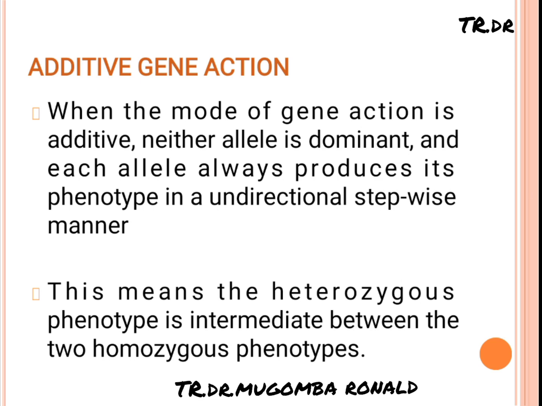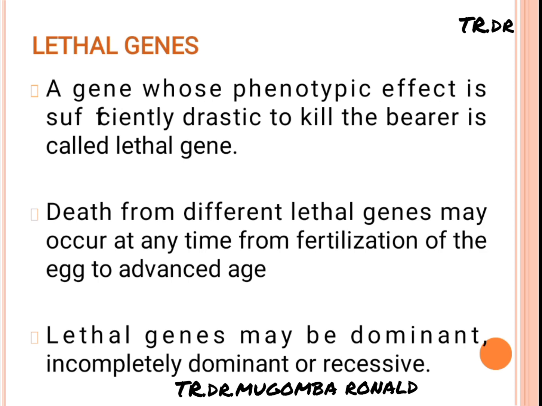We can go ahead and look at more. Let's look at lethal genes. We call them lethal genes simply because they are genes whose phenotypic effect is sufficiently drastic to kill the bearer. When that lethal gene is present, it is sufficient to kill the bearer. I will give examples of these lethal genes. We have different lethal genes that we can talk about. Death can occur at any time, from fertilization to advanced ages.